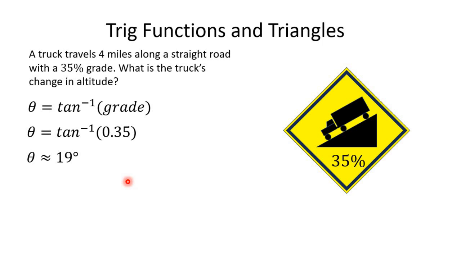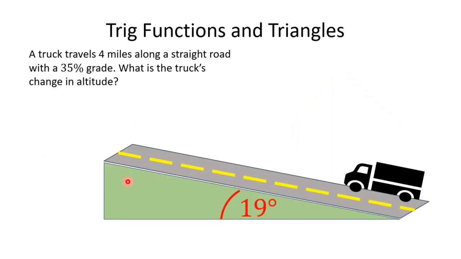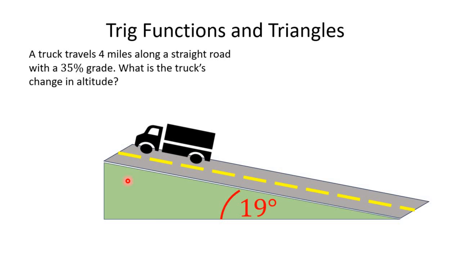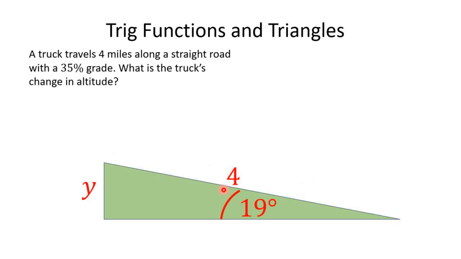So I have a trucker going up a 19-degree incline, and it goes a distance of 4 miles up that 19-degree incline. And what I want to find is the y value, or the change in altitude. I want to find how high it climbed if I know it went 4 miles along that straight road. So all I need to do then is solve this triangle. And I'm going to use a trig function to do that.